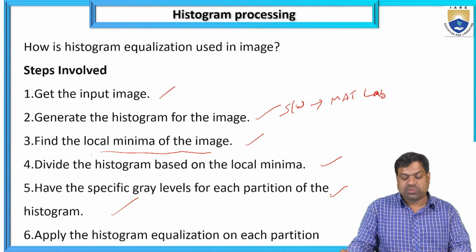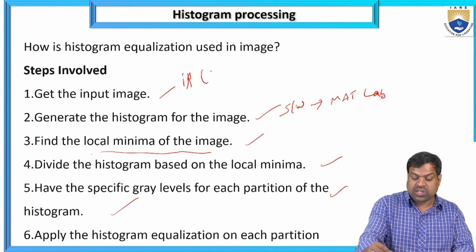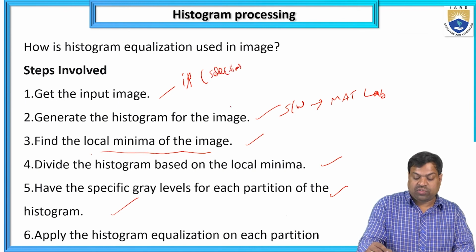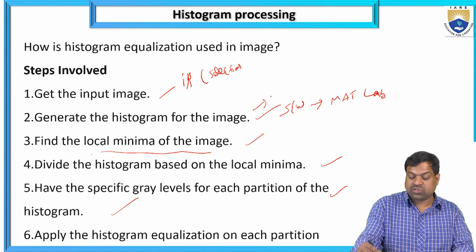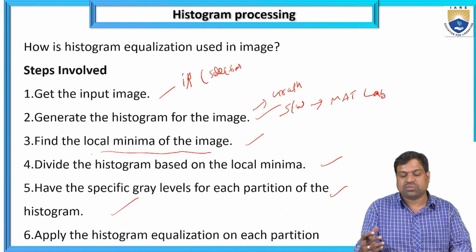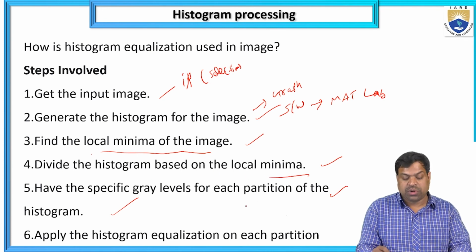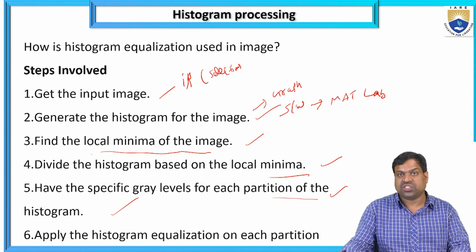What are the steps? First we have to select the input image. After that, generate the histogram of the image, in graphical form. Then find the local minima of the image. Local minima means we find the adjusted brightness and contrast levels, divide the histogram based on the local minima and specific gray levels of each partition of the histogram, and apply histogram equalization on each partition.